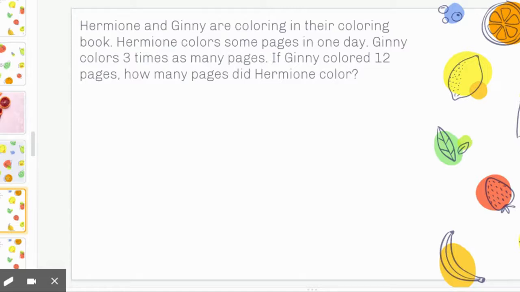Hermione and Ginny are coloring in their coloring book. Hermione colors some pages in one day. Ginny colors 3 times as many pages. If Ginny colored 12 pages, how many pages did Hermione color?